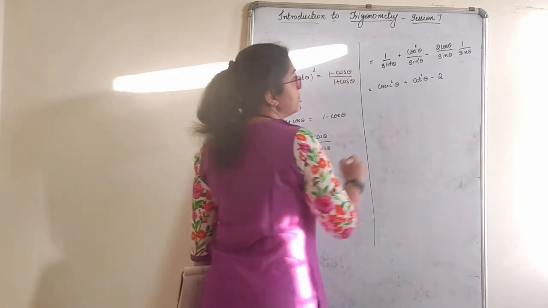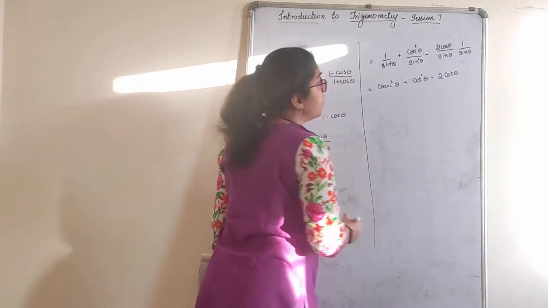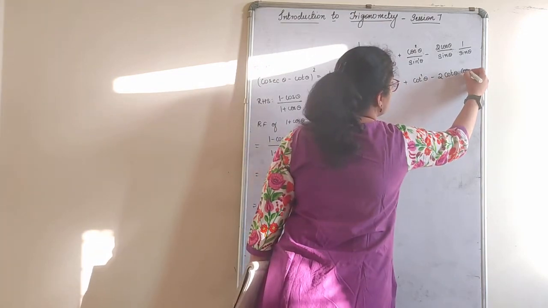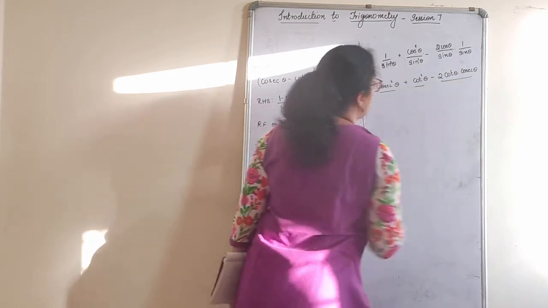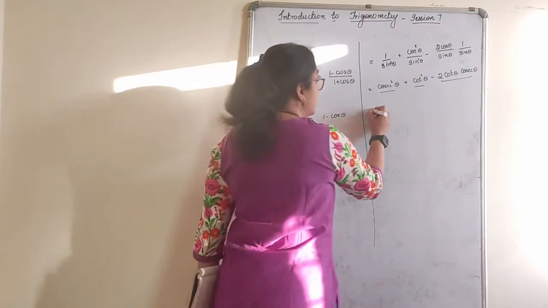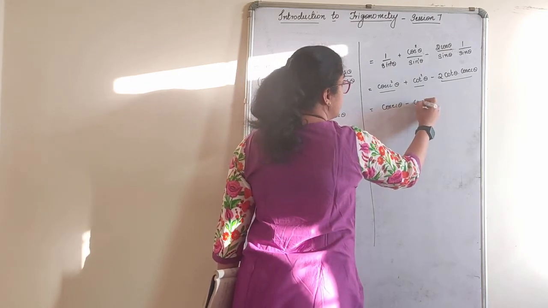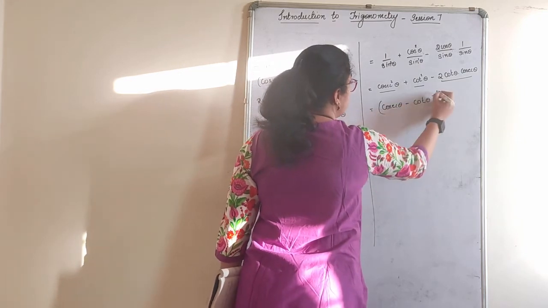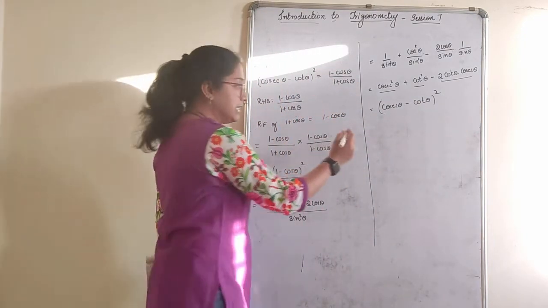What is cos theta by sine theta? Cot theta into what is 1 by sine? Cosec. What is this? A square plus b square minus 2ab. It is nothing but cosec theta minus cot theta whole square. Right? Did we get it? Yes.